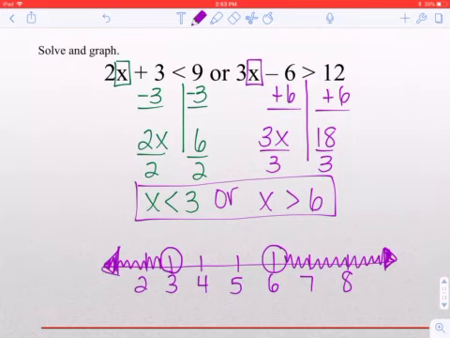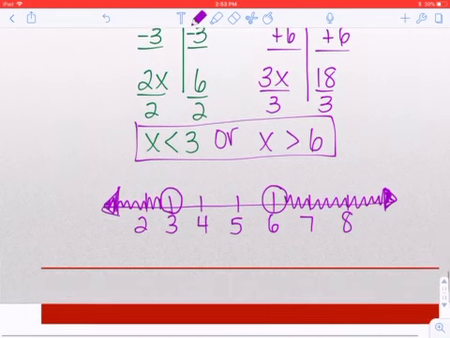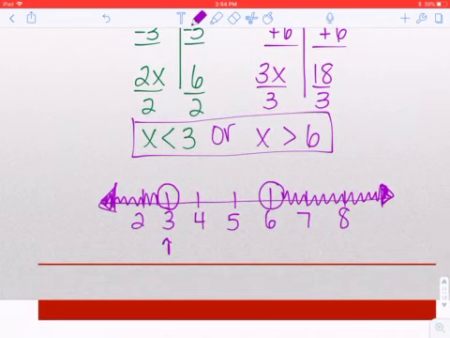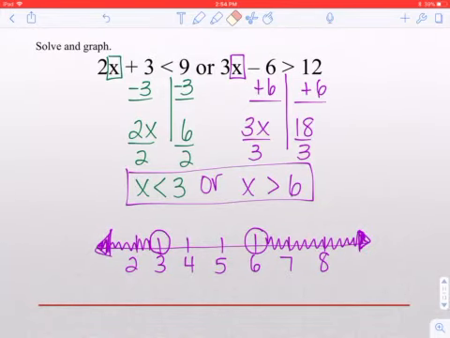So I may ask you to name a possible solution for this problem. A possible solution would be anything to the left of 3 or anything to the right of 6. So you could say 2, you could say -10, you could say 7, you could say 100. But some solutions that would not work are 3, 4, 5, and 6 because those are open circles or they're not shaded at all. Remember, ors should go out just like this.